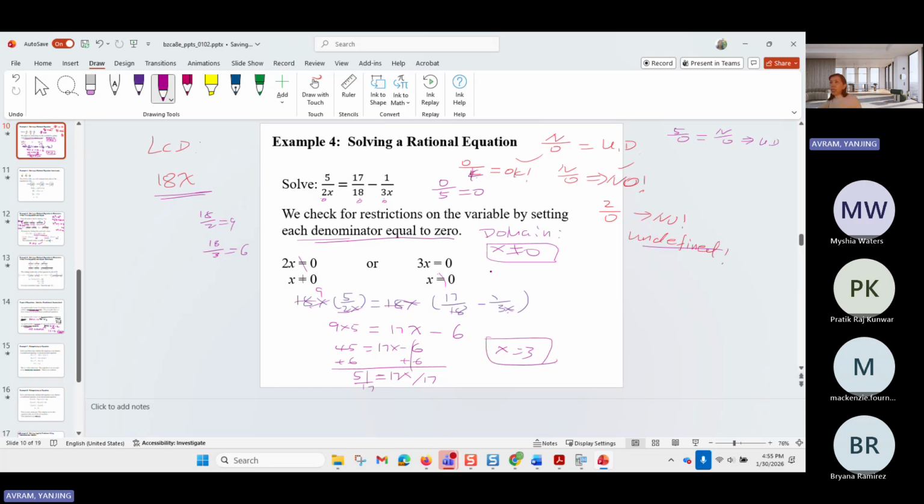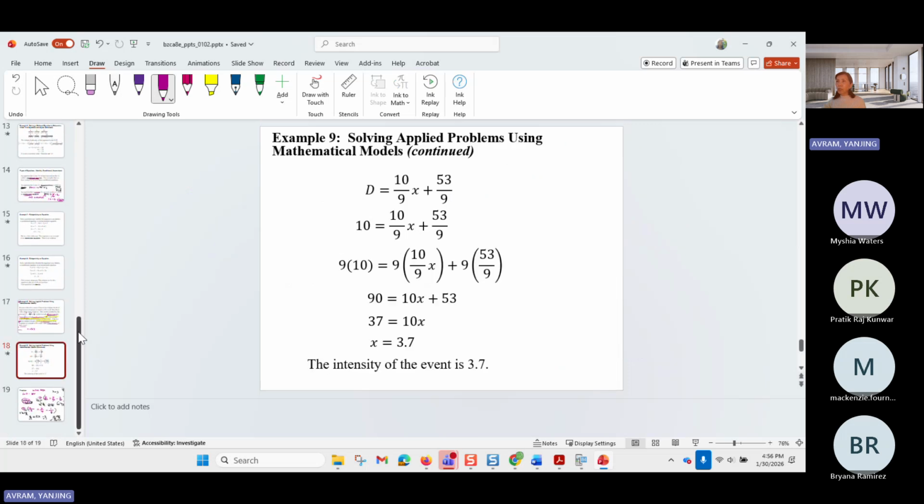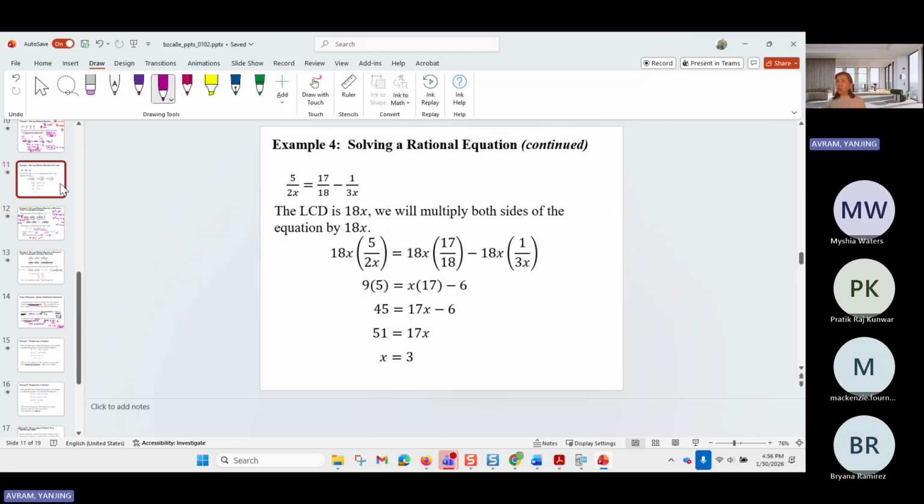And if we check the domain here, x is not 0, so x is 3. So 3 is good. 3 is a solution. We checked the domain, x is not 0. So that is how you solve a rational equation. One thing different here is that with a rational function, you want to make sure the denominator is not 0.